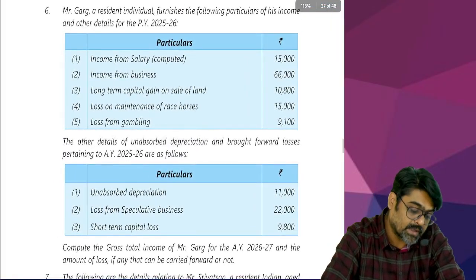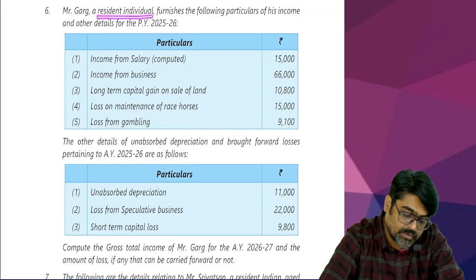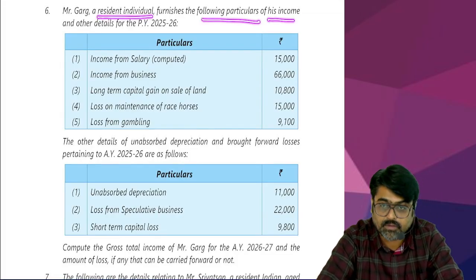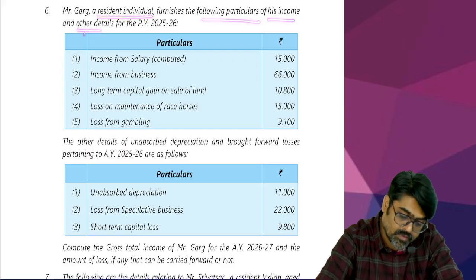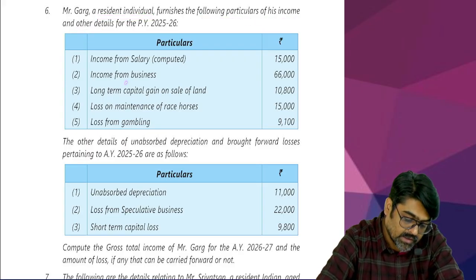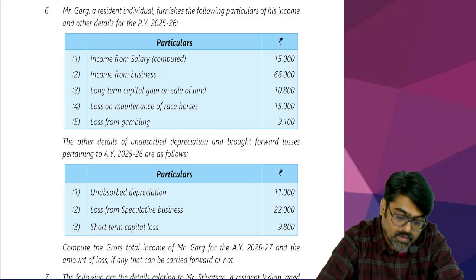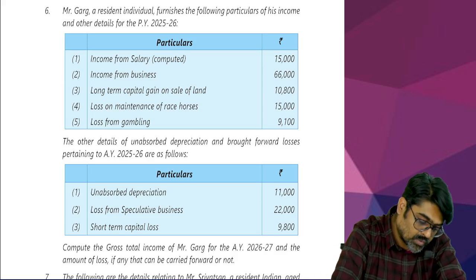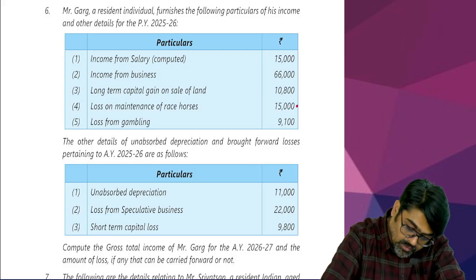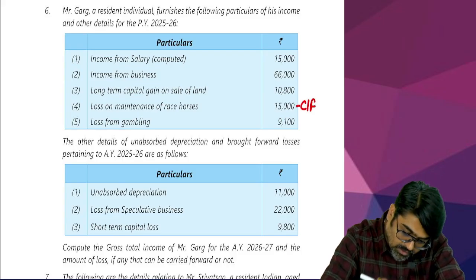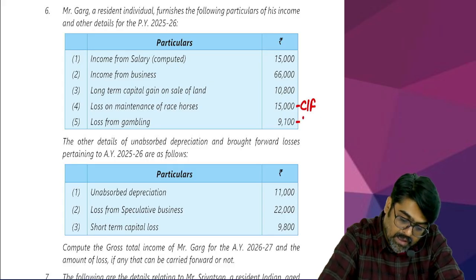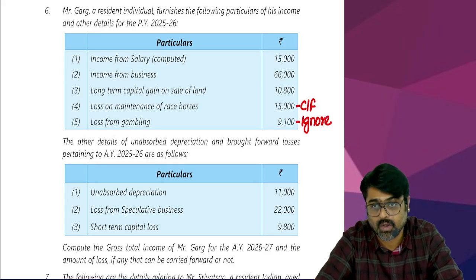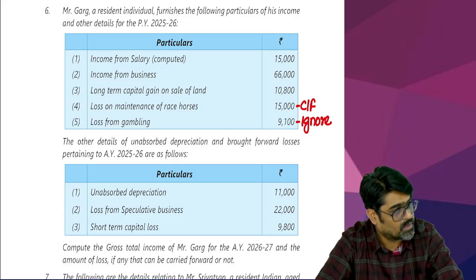Okay. Mr. Garg, a resident individual, furnishes the following particulars of his income and other details. Income from salary 15,000. Income from business 66,000. Long-term capital gain 10,800. Loss on maintenance of horse races. Do you have any such income in this year? No. So directly this loss will be carried forward. Yes or no? Loss from gambling. Ignore. This is a dead loss. No set off, no carry forward.